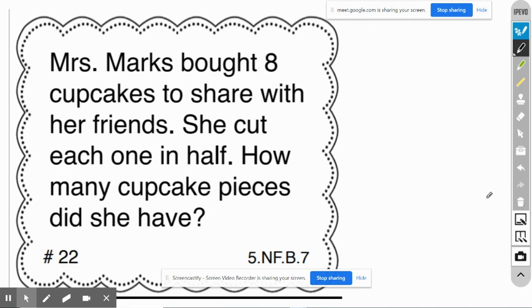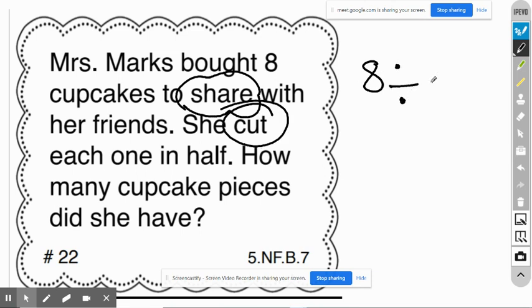Oh, then I kind of said multiplication. But we see the word sharing here. So what am I sharing? The cupcakes. Or what am I doing to those cupcakes? I'm cutting them in half. 8 divided in half. When you see this on the test, think about it.